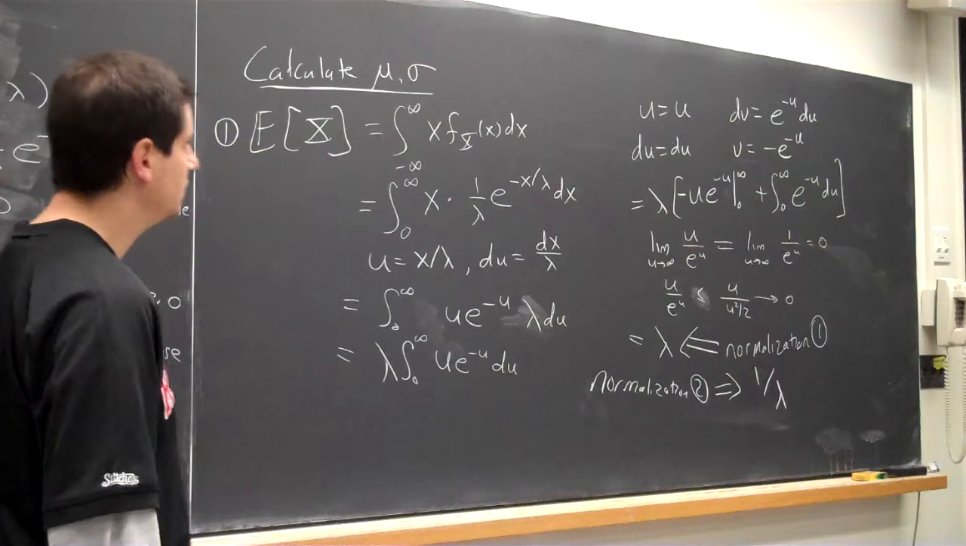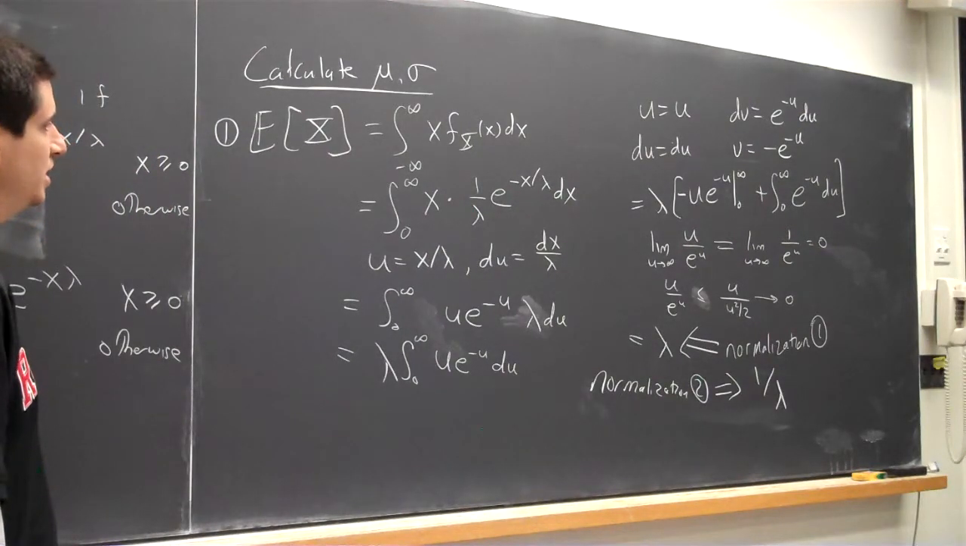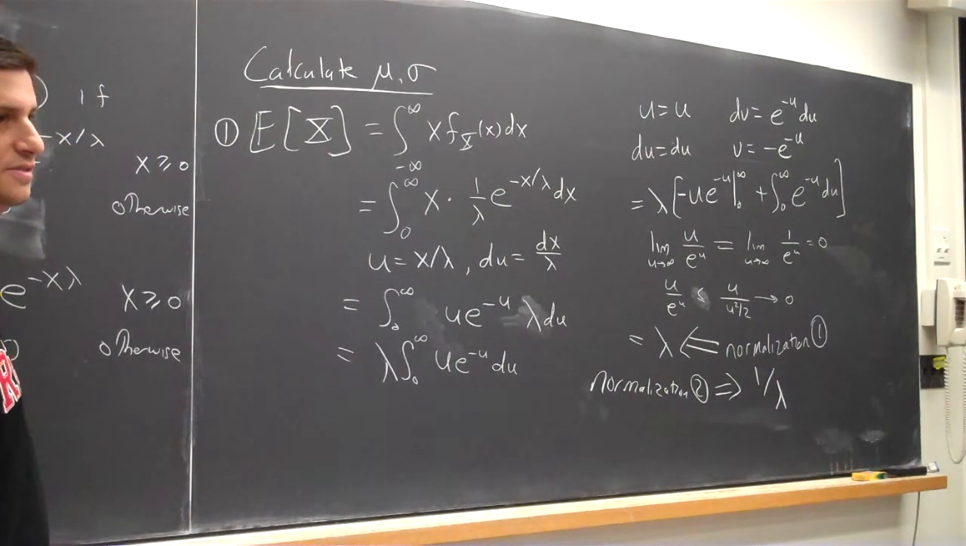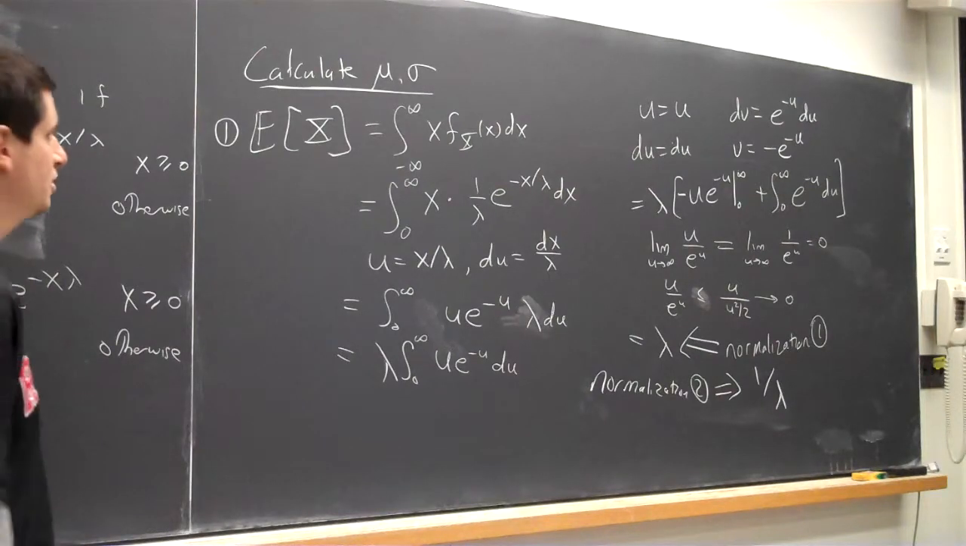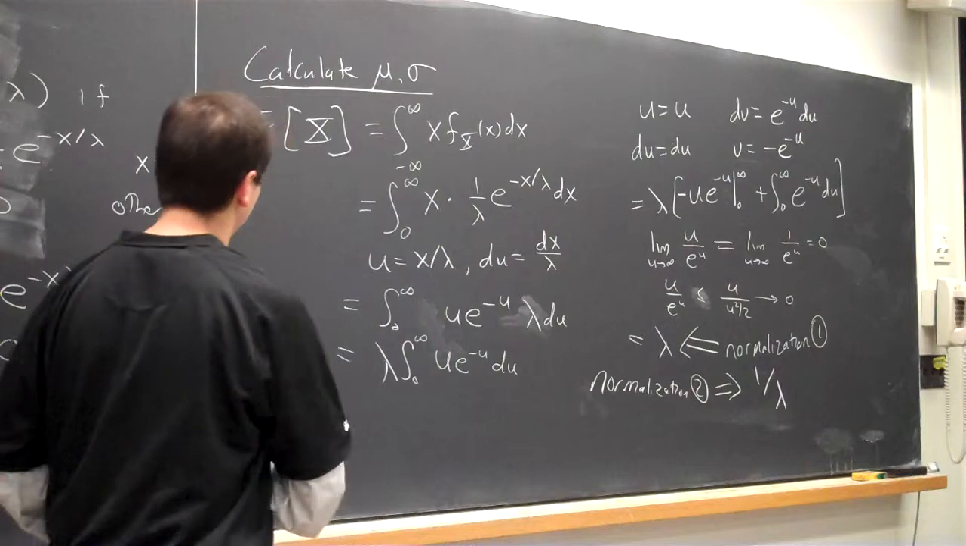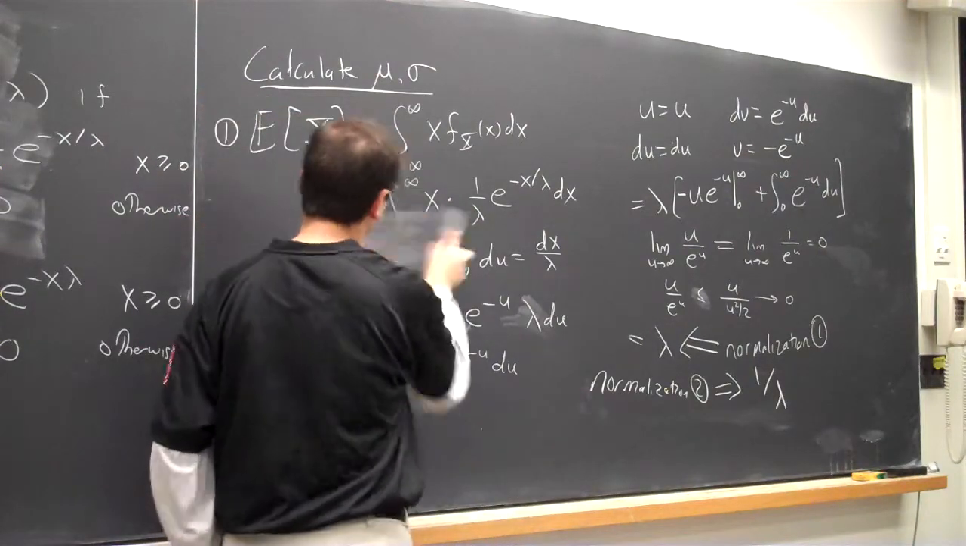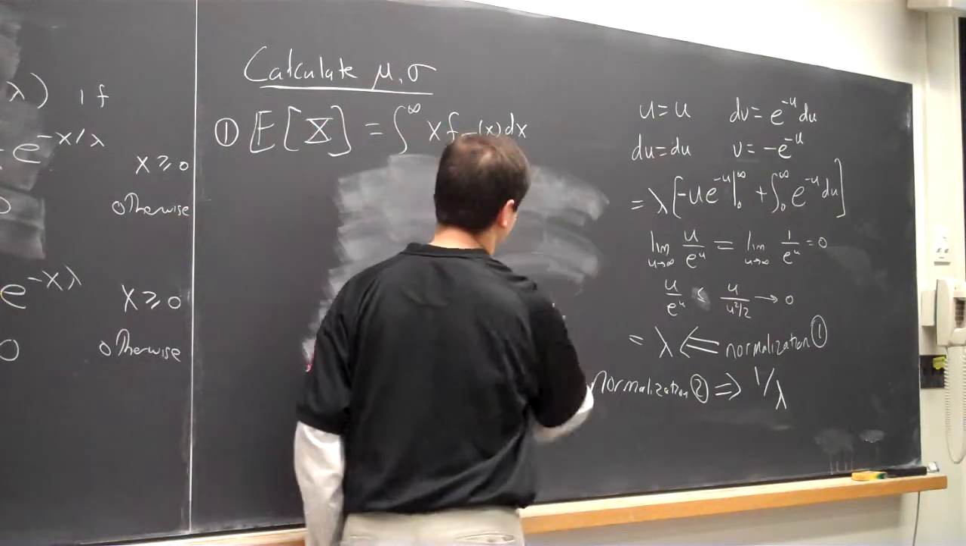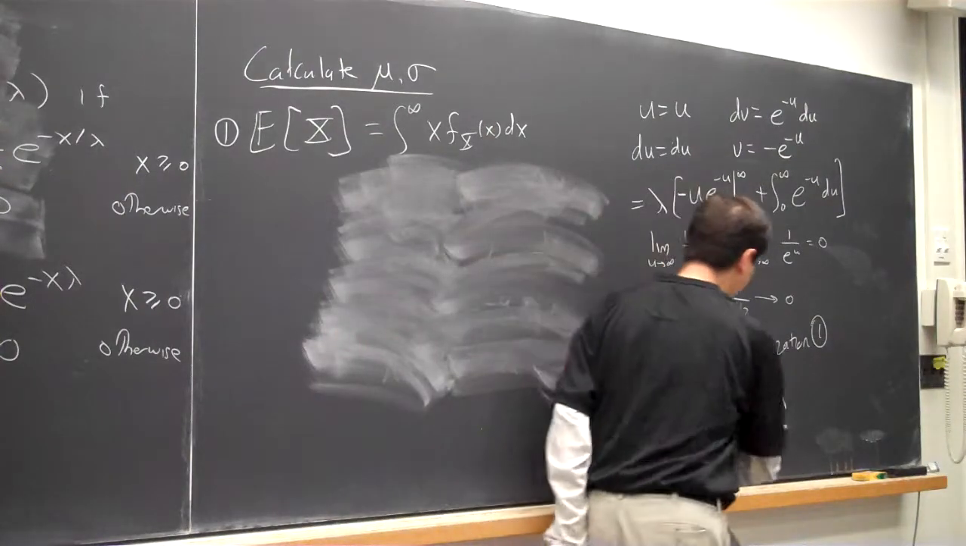Alright, so now what do we need to calculate next? Variance. To save some time, I won't save time. I'll go through the long, painful way. So we want to calculate the variance. I'll at least leave the first line.